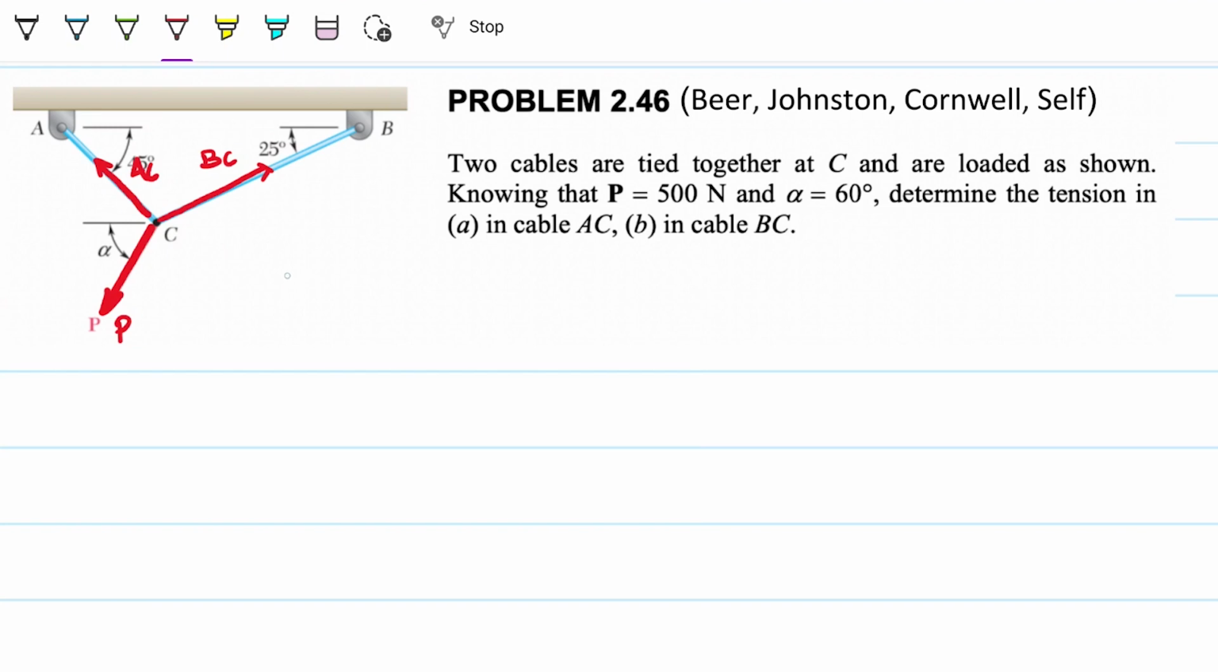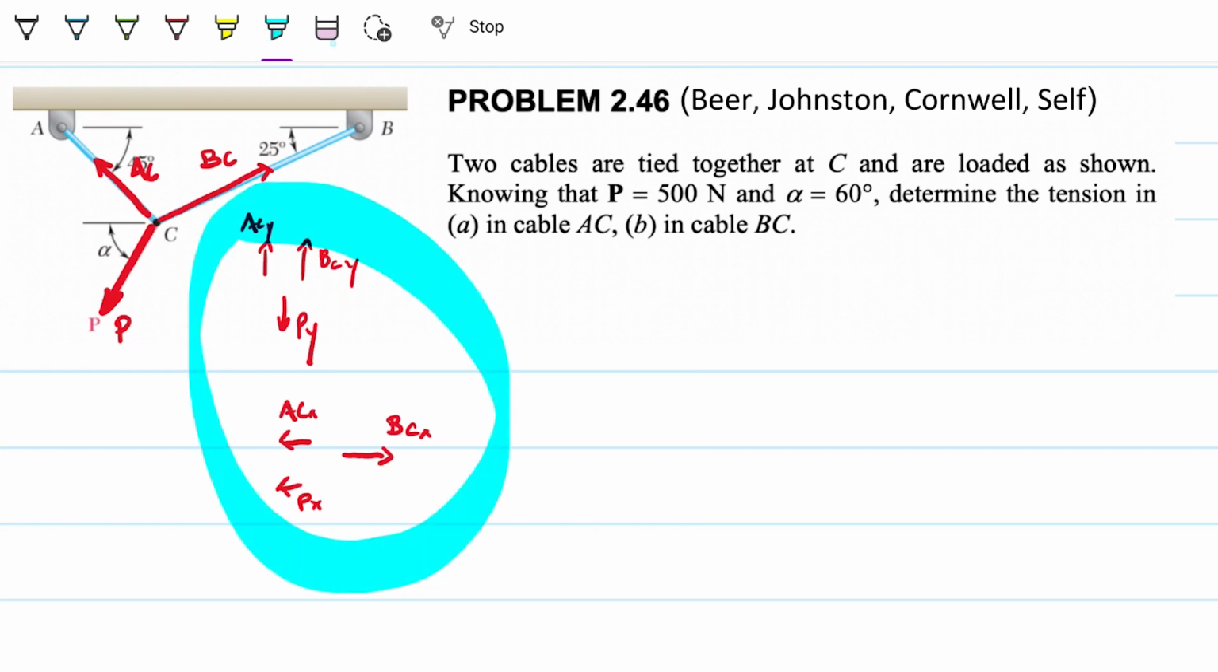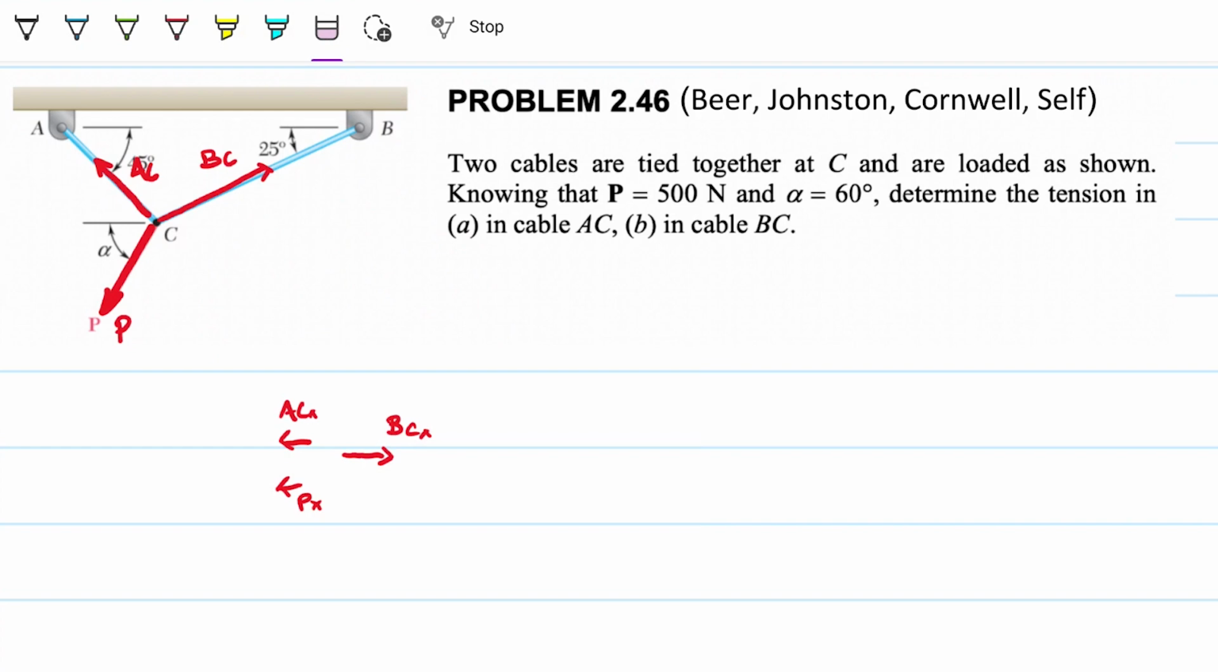Why? Because yes, indeed, both BCY and ACY are countering PY, but we have ACX and PX, and what's countering both of these is BCX. So now we're not sure whether BC will be the biggest force acting here or P will be the biggest force acting here. We're not sure which one is the greatest because of this situation that arises from the balance of forces. So we're going to need to finish the calculations to be able to know this. Now, how do we solve this?